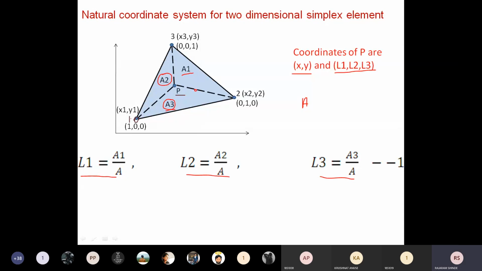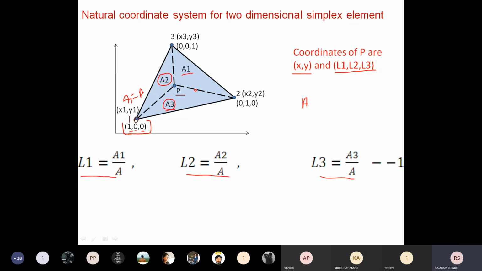Now when we move this point P to the node number 1, here A2 becomes 0, A3 becomes 0, and when A3 and A2 become 0, this A1 equals A. Here at this location, A1 equals A. So you will get L1 is equal to 1. Now A2 is 0, A3 is 0. Therefore L2 is equal to 0, and here A3 is also 0, therefore L3 is also 0. These are the natural coordinates of node number 1.